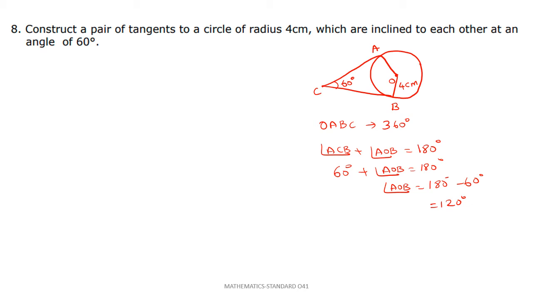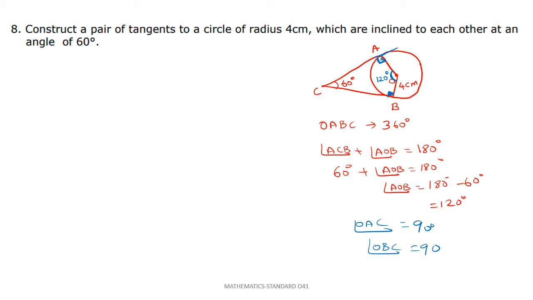So in the middle, you need to construct an angle of 120 degrees. And we know already that the tangent makes an angle of 90 degrees with the center. So OAC is 90 degrees. In the same way, OBC is also 90 degrees. So the opposite angles, when you add them together, will give you 180 degrees.